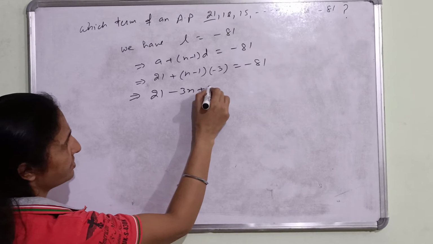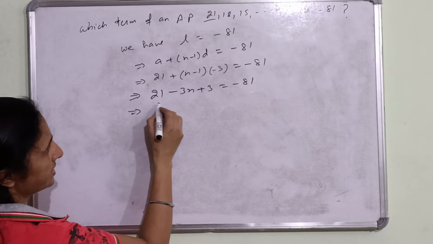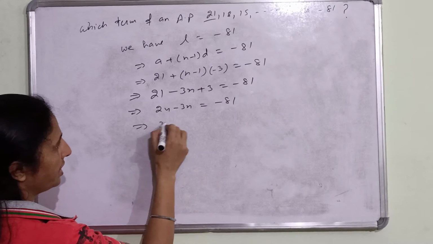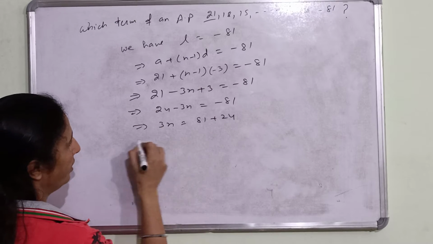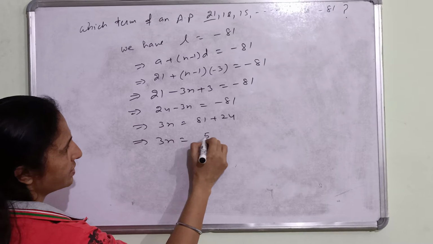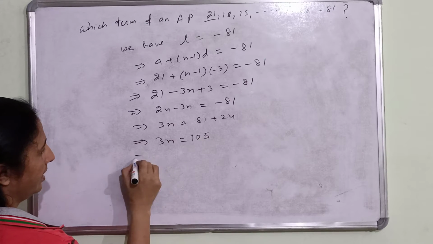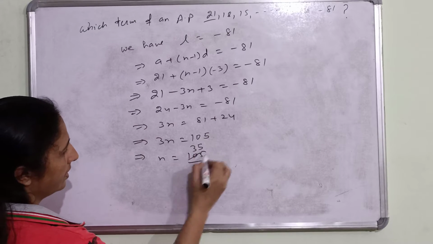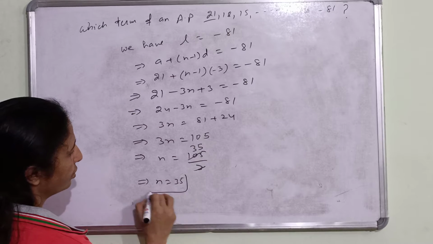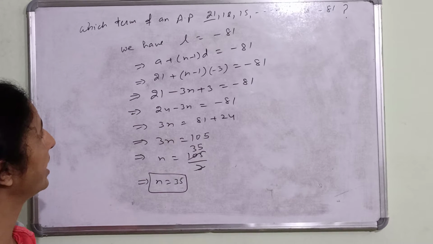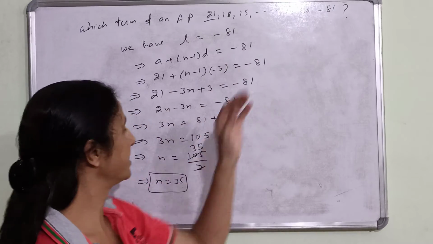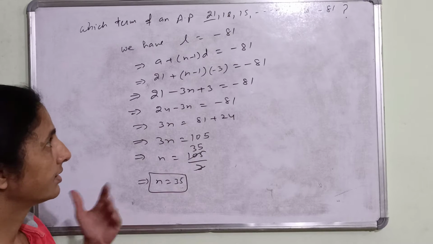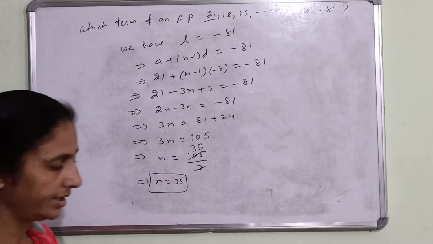21 minus 3n plus 3 is equal to minus 81. So it is 24 minus 3n equal to minus 81. So we have 3n equal to 81 plus 24, so 3n is equal to 105. So what is n? 105 over 3, so n is 35. The question was which term of the AP this is, so minus 81 is the 35th term of this AP. Clear? The 35th term of the AP is minus 81.